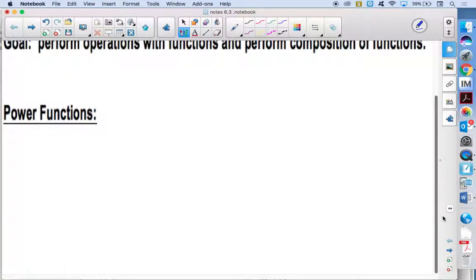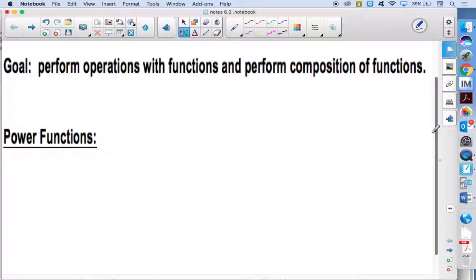Alright, so our goal today is to perform operations with functions. What's an operation? In math, what's an operation? Is it like when you use minus, division, subtract or multiplication to finish the equation? Exactly. Those are operations. So in math, addition, subtraction, multiplication, or division, to simplify an equation, to solve an equation, to work with functions, those are considered operations. So that's the part we're going to do today.